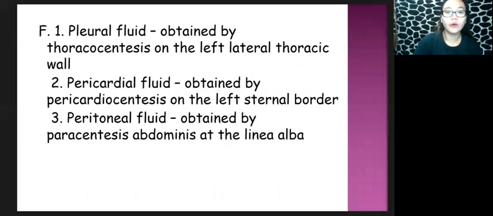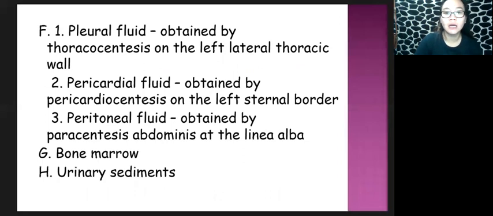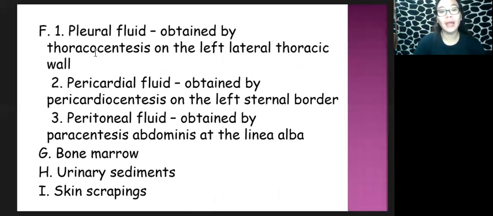Okay. Right. So we also have your pleural fluid, the different fluids from your cavities. We have your pleural fluid, your pericardial fluid, and your peritoneal fluid. Your pleural fluid is obtained via thoracocentesis, your pericardial fluid is obtained via pericardiocentesis, and your peritoneal fluid is obtained via paracentesis.